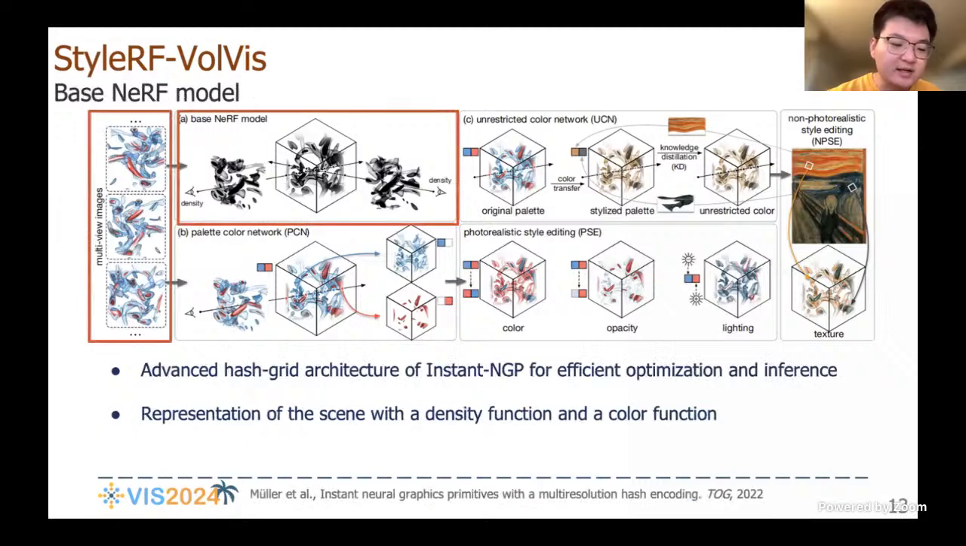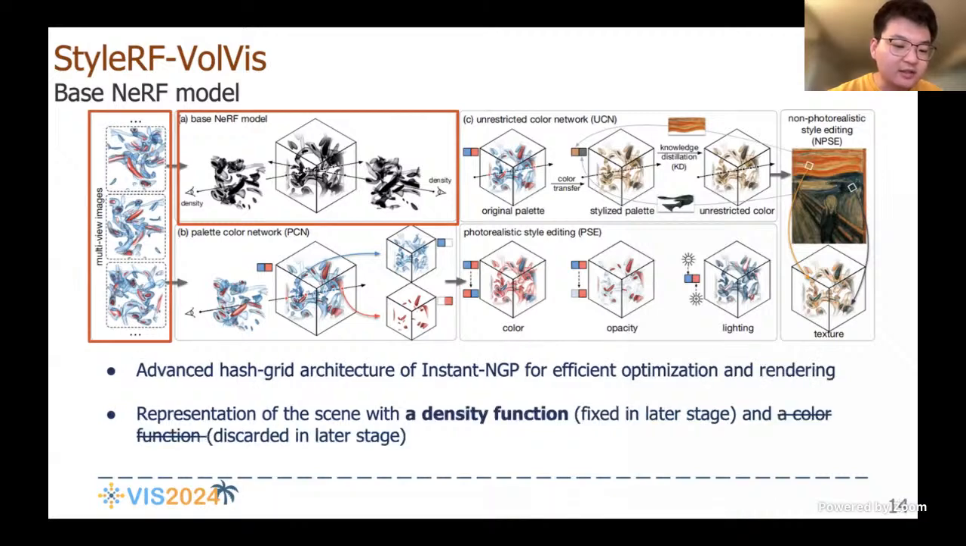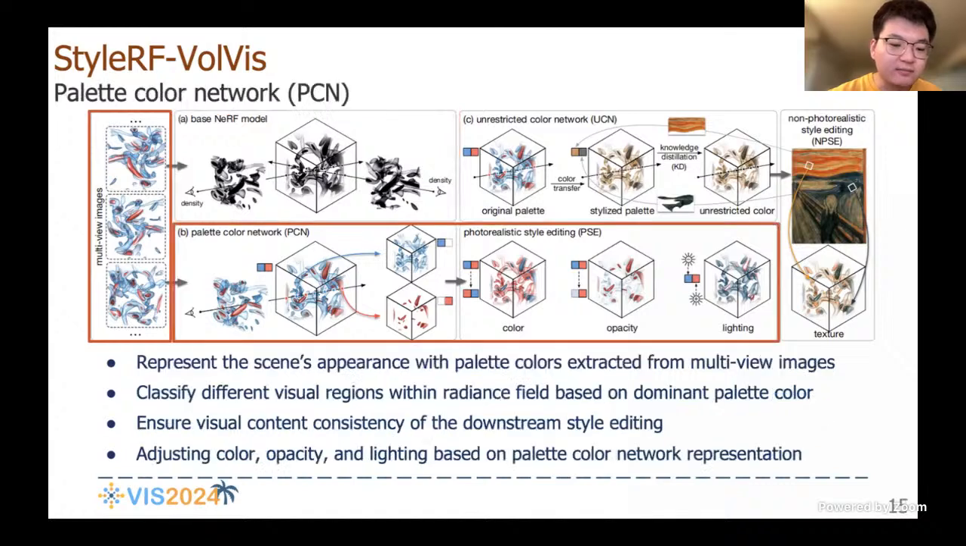Our training starts from the base NeRF model. Specifically, we select the hash grid architecture of Instant-NGP for efficient optimization and inference. Same as other NeRF models, we represent the scene with a density function and a color function. The density function will be fixed in the later stage to provide accurate geometry representation. However, since we hope to achieve flexible PSE and NPSE, the color function will be discarded in the later stage.